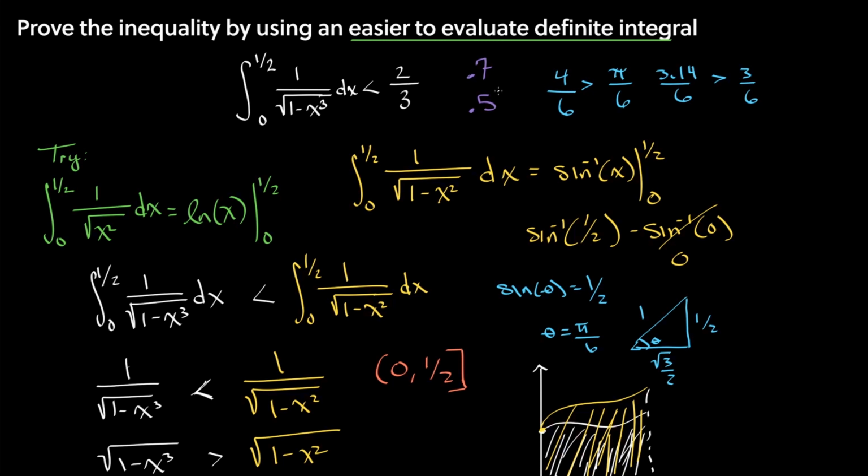So we have just proven that this definite integral right here, which is easier to evaluate, is going to be less than 2/3. And earlier we proved that this definite integral is going to be greater than this other integral that we are trying to prove an inequality with. And we've just finished the problem.